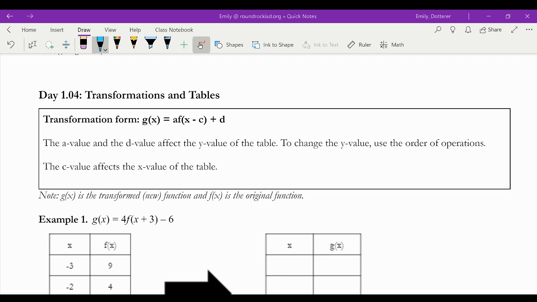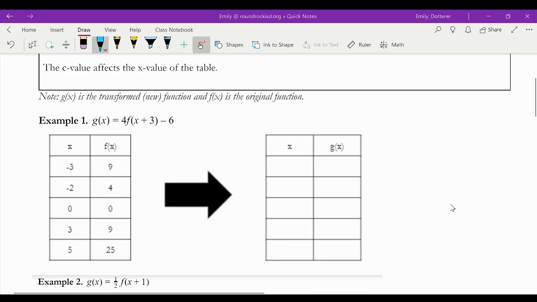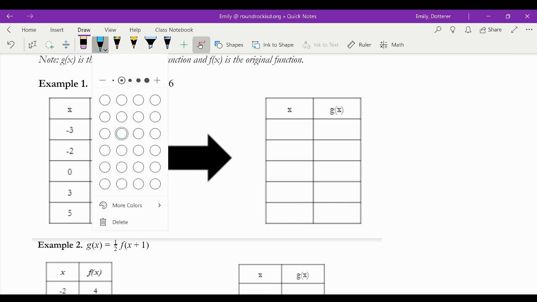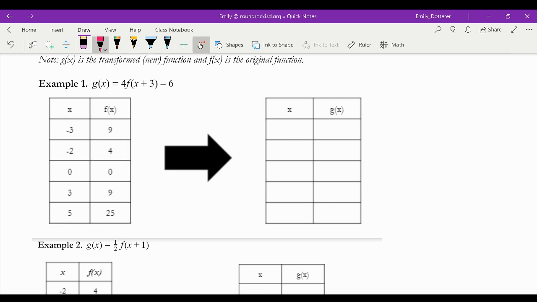Okay, so what we're going to do today is continue on with transformations, but this time we're going to create the table of the transformed function given the table of the original function. So here we have g of x, which is going to be our transformed function, equals 4 times f of x plus 3, all minus 6.